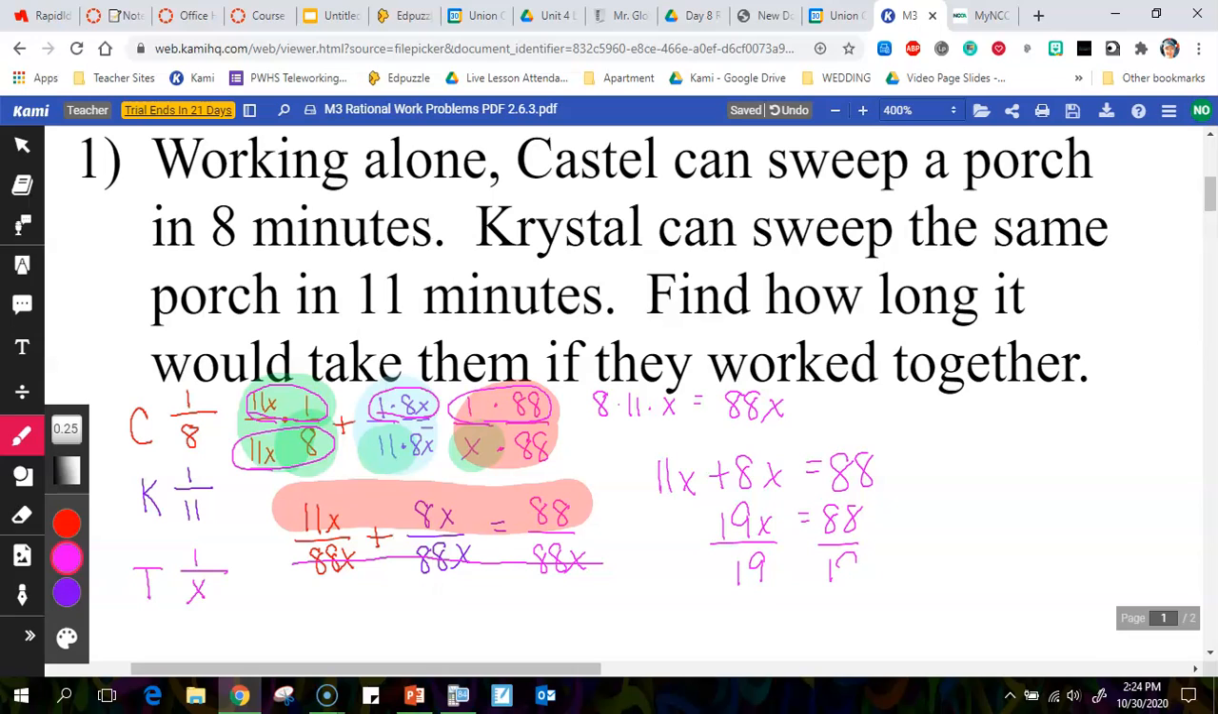We're going to get a decimal. x equals 4.63, and the unit was minutes. So that's all there is to that. You have to find that least common denominator. That's probably the hardest part, but there's the answer right there.